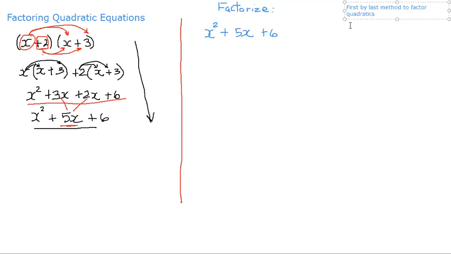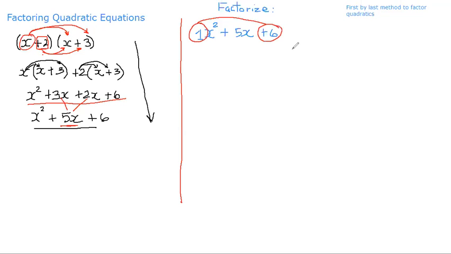Now, although we're not seeing it here, in front of this x squared is the number 1. We don't really write 1x because it's understood, but there's a 1 in front. Now the first by last method involves taking the first number in the quadratic, in this case 1, and multiplying it by the last number. In this case, that number is 6.